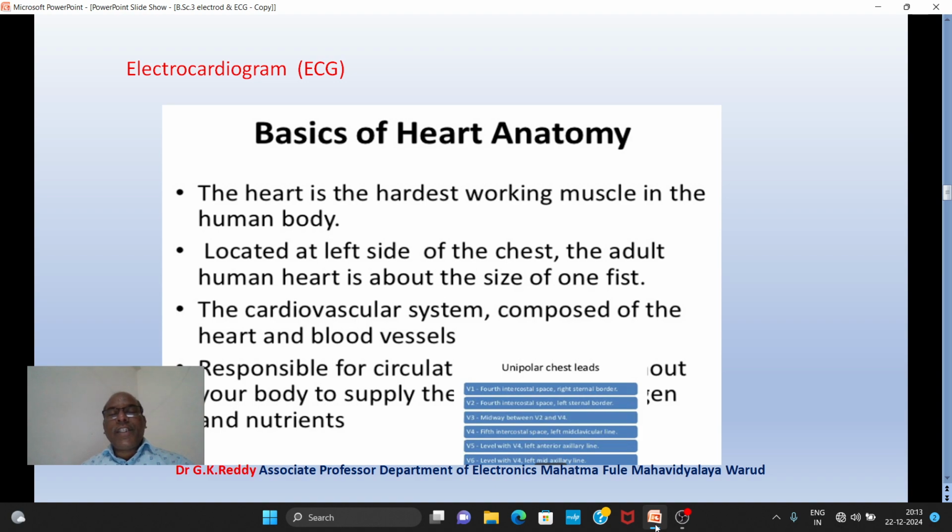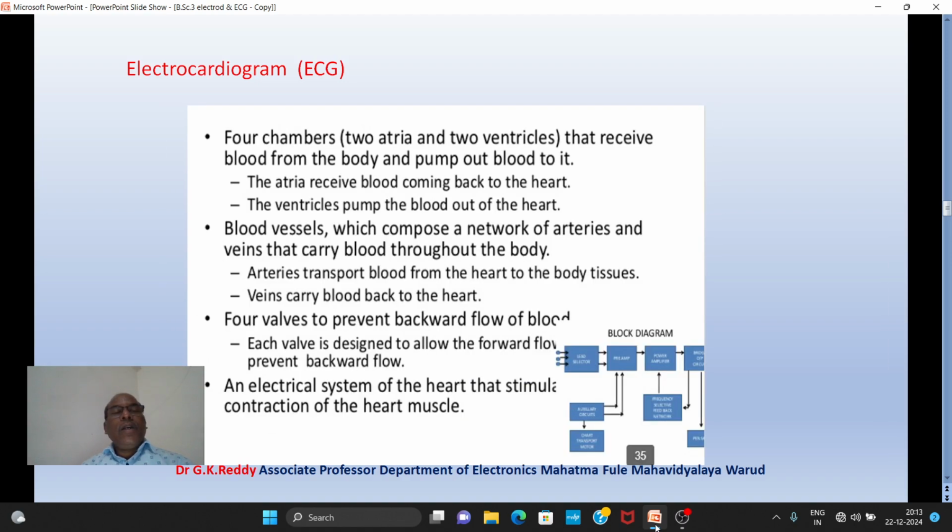The cardiovascular system is composed of the heart and the blood vessels. The heart consists of four chambers, two atria and two ventricles, that receive blood from the body and pump blood out to it. The atria receive the blood coming back to the heart and the ventricles pump the blood out of the heart.